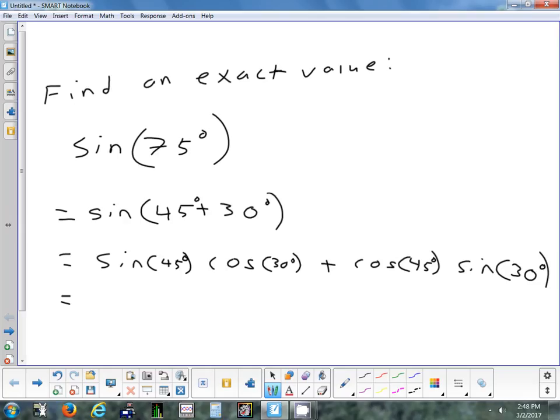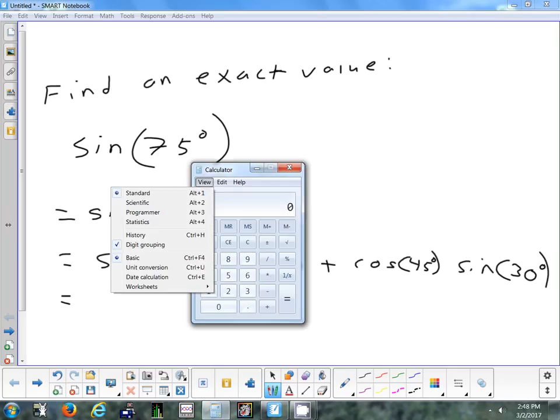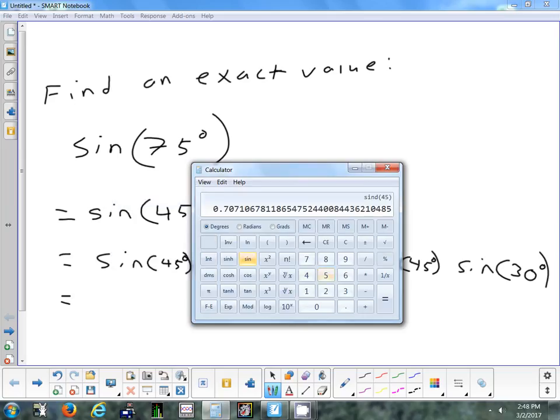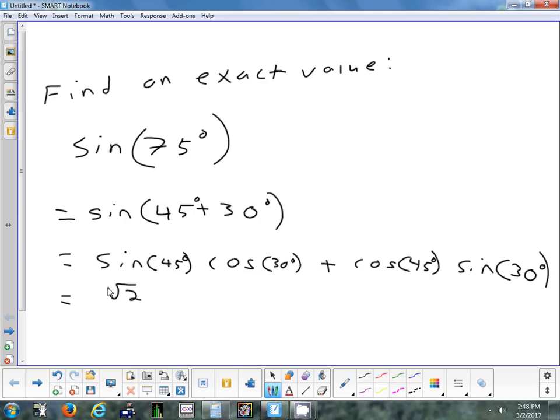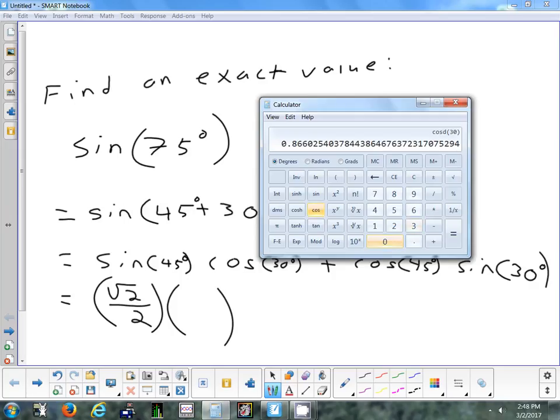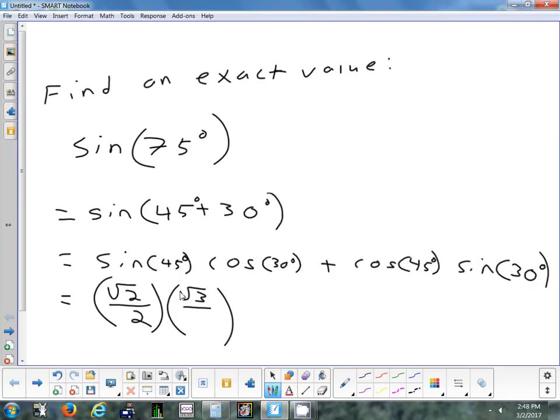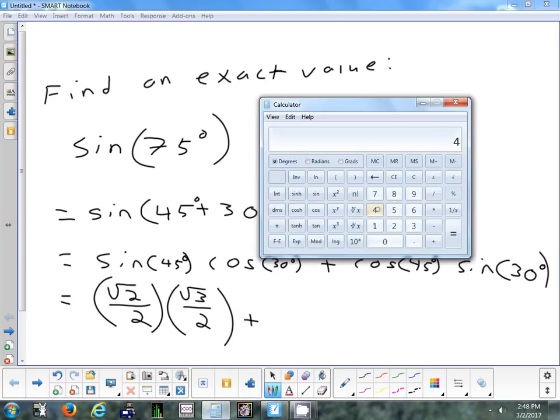second. Now, because these are all multiples of 30 and 45, they're all special answers. Okay, a lot of times they come out to 1/2, fractions with square roots of 3 or square root of 2. Okay, let's start with sine 45. 0.707, yep, is the square root of 2 over 2. Times cosine of 30. 0.866 is square root of 3 over 2. The cosine of 45, we just saw that number earlier, 0.707 again. So what's the cosine of 45? It's square root of 2 over 2.